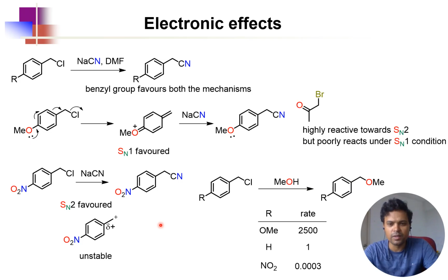Another example I would like to mention here is the alpha halo keto compound. Alpha halo keto compounds are very important, and they are very good at the SN2 reaction mechanism, but they react poorly by the SN1 mechanism, because if you produce a carbocation, this carbon is also electropositive because oxygen is an electron withdrawing group. So positive and positive, the carbocation is unstable, so SN1 is not possible.